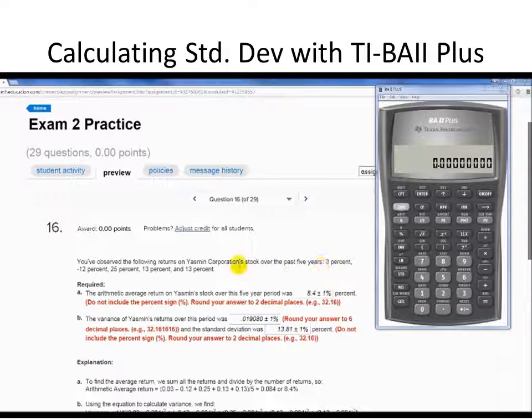We have 5 years of sample data here. Now notice this is sample data. The method I'm about to show you only works with sample data. It will not work with situations where you are given probabilities of different events in the economy and multiplied by the expected return in those situations. So this is purely for sample data.